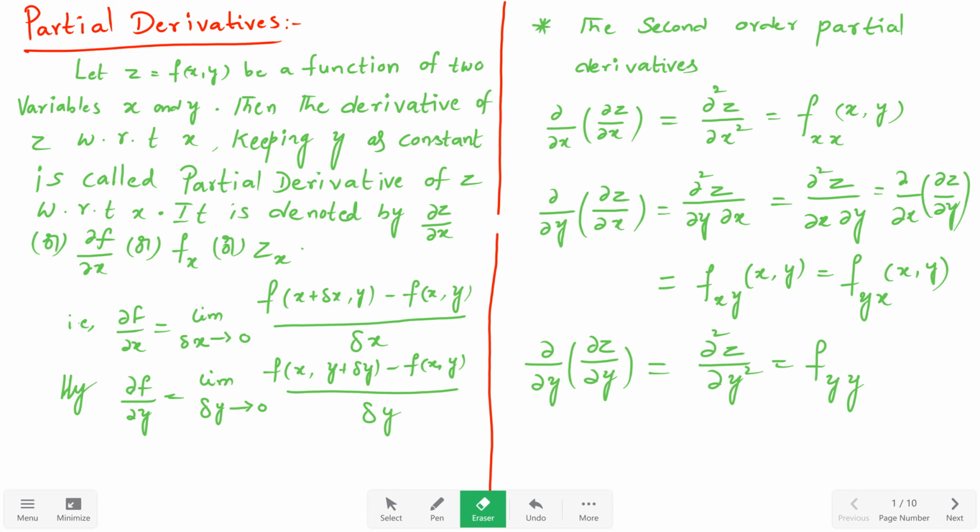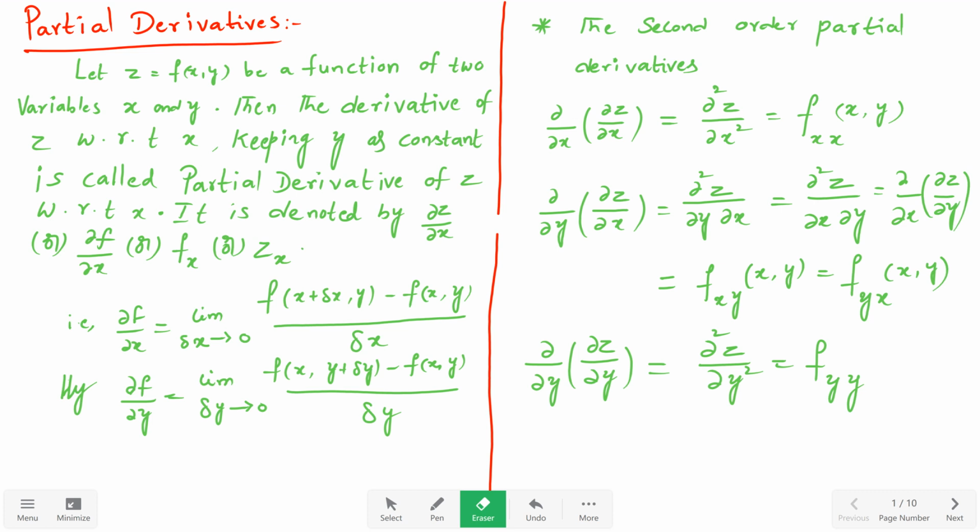or z_x. The basic definition is that ∂f/∂x equals the limit as delta x tends to 0 of f of x plus delta x comma y minus f of x comma y, divided by delta x. Similarly, the derivative of f with respect to y is ∂f/∂y, that is equal to the limit as delta y tends to 0 of f of x comma y plus delta y minus f of x comma y, divided by delta y.